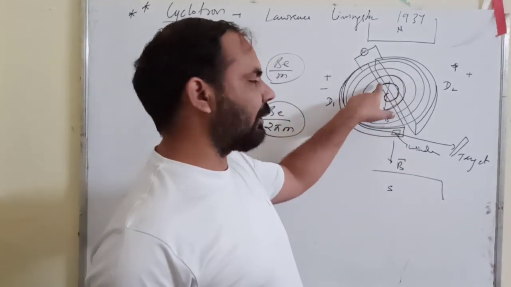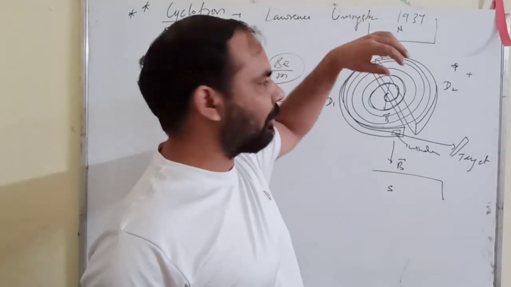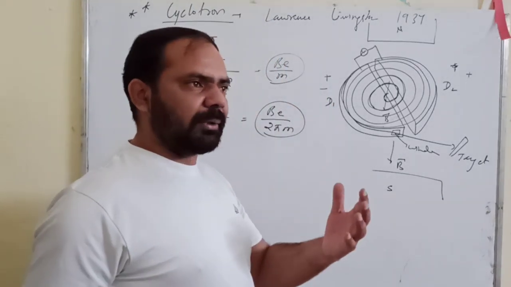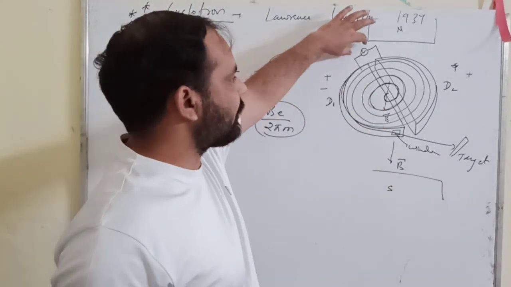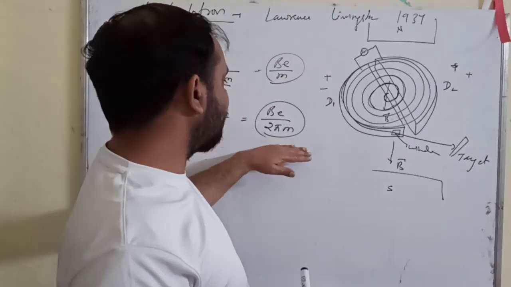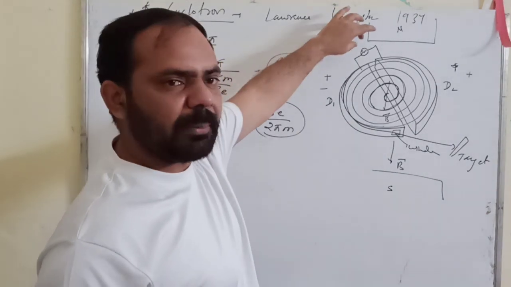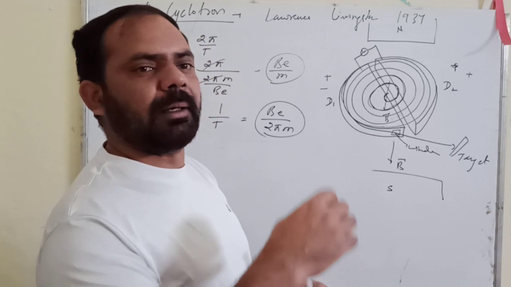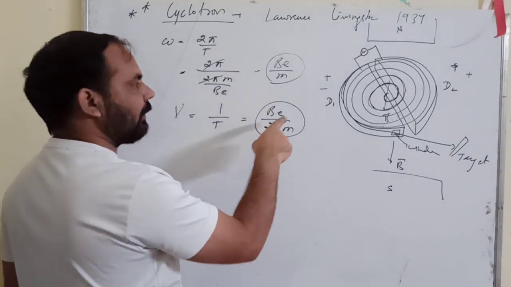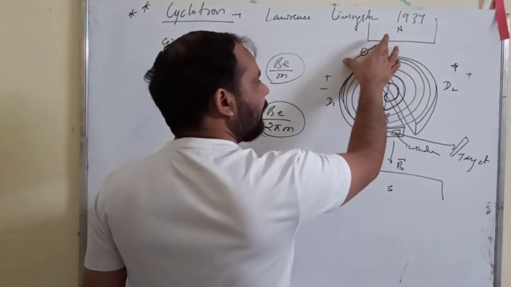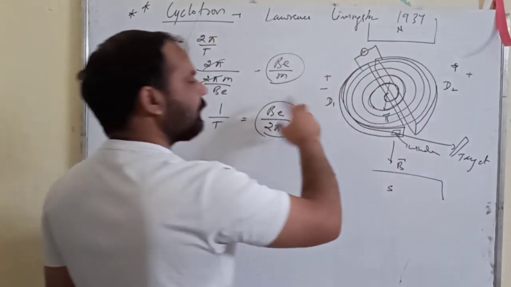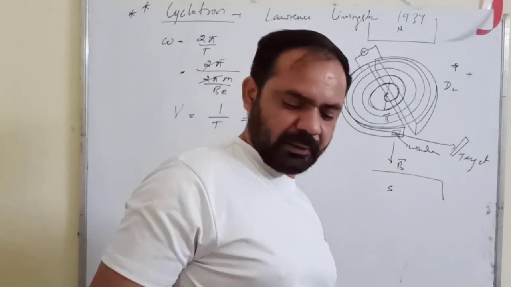The charged particle will reach the gap, and exactly at the same moment the polarity of the D's will get reversed. With what frequency you must adjust this alternating source of EMF, how much frequency it should have, can be obtained by this formula. At what interval, or per second how many times the polarity should get reversed, can be obtained by this formula. With the help of this formula, we adjust the frequency, and hence the charged particle reaches the gap and automatically the polarity gets reversed. This is the way.